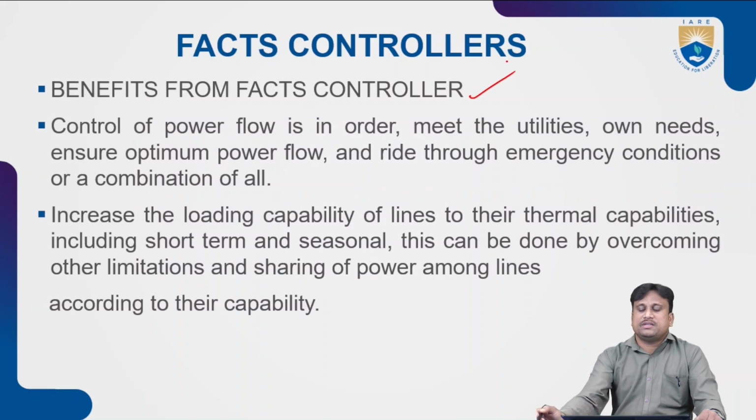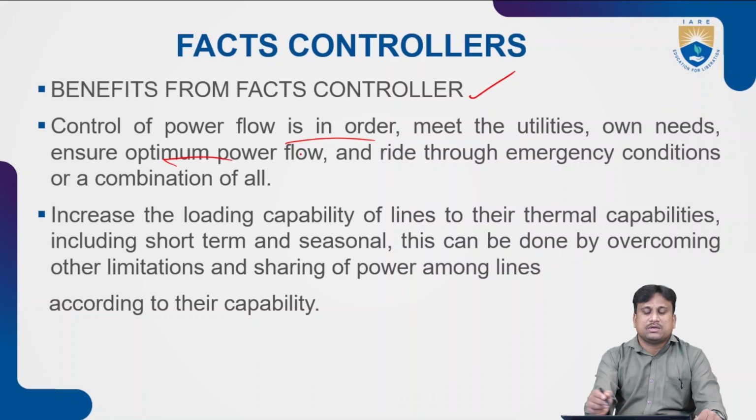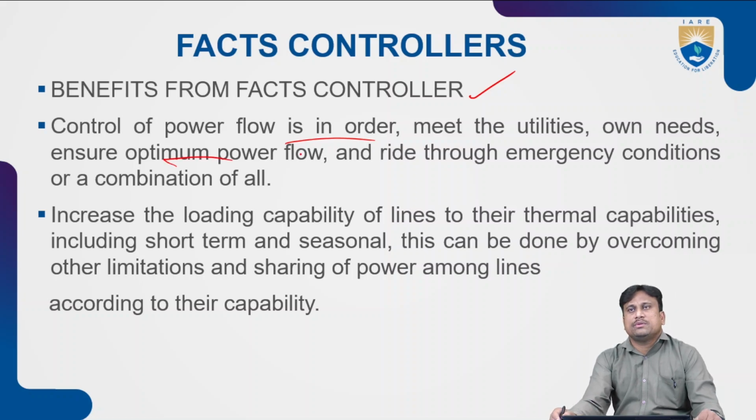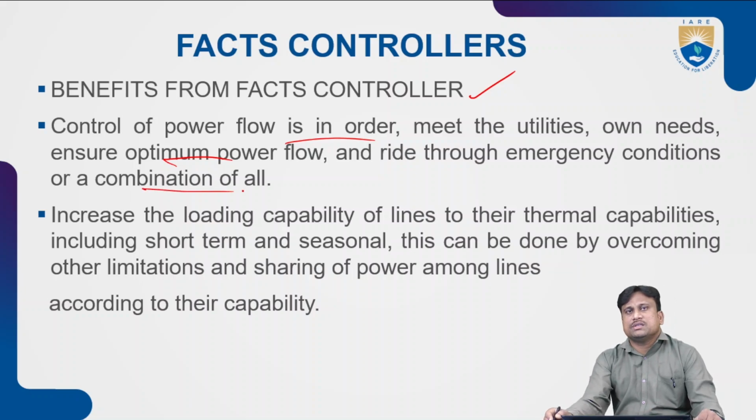So what are the benefits derived from the FACTS controllers? As we introduced, one of the FACTS controllers is a series compensation and shunt combination, combining aspects of series and shunt. So control of power flow is to meet the utilities' own needs, ensuring optimum power flow, and it should ride through emergency conditions, or it may be treated as a combination of all the cases. So that increases the loading capability of the lines to their thermal capabilities.